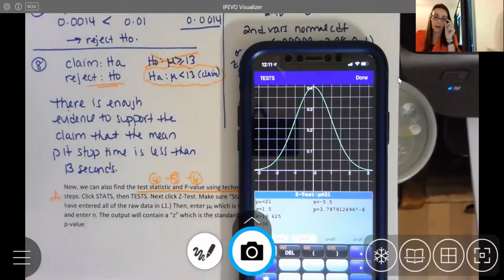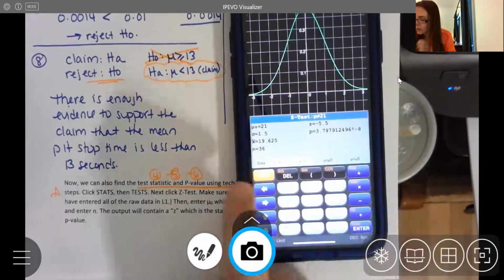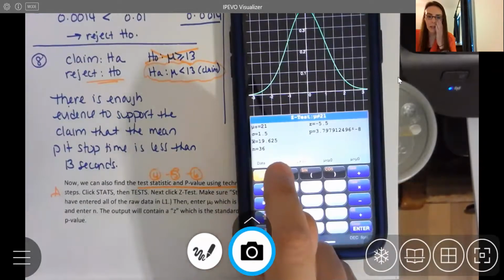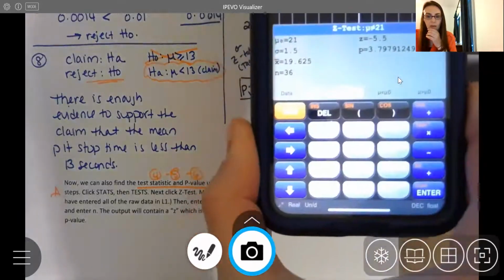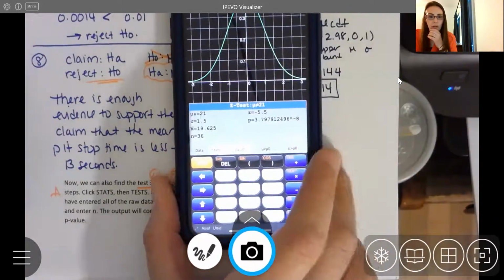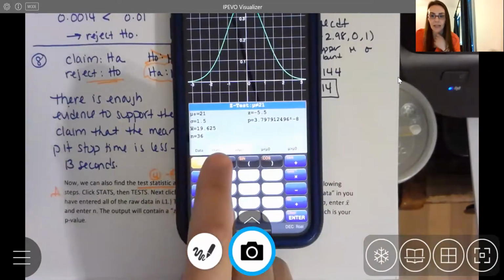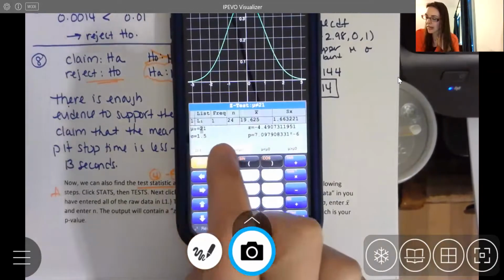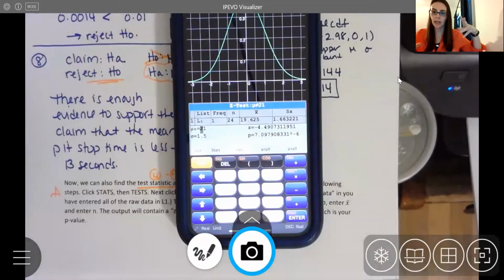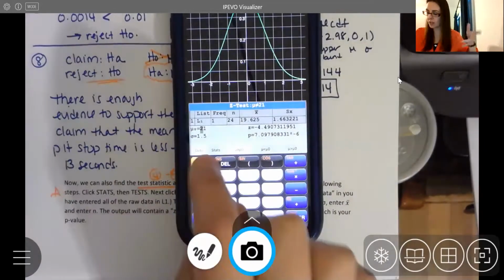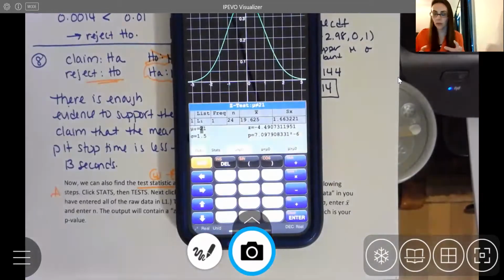Now, here, there's two different ways to do it. For me, you want to make sure you highlight stats on the bottom. You can see data, and then here it says stats. If you click data, it actually uses the data if you entered it in L1. So if you have a raw data set, you can enter your data in L1 and just hit data, and it will fill in all those values for you.